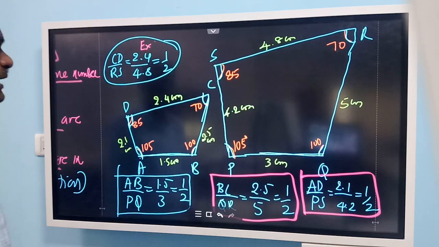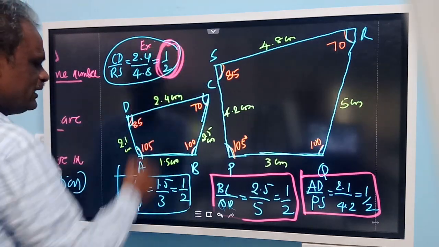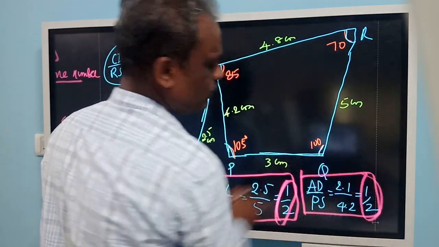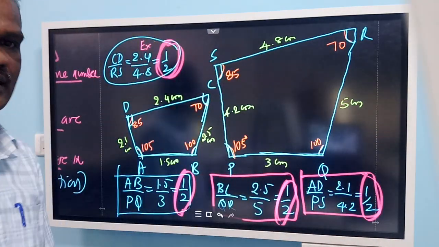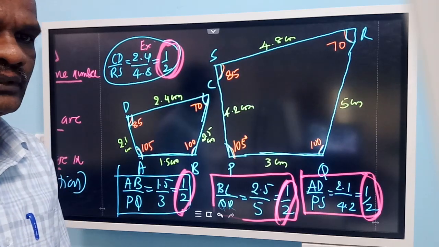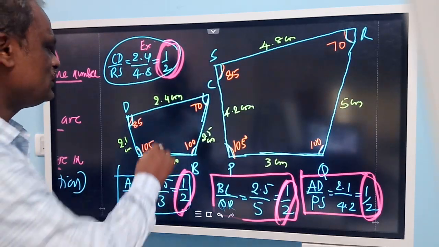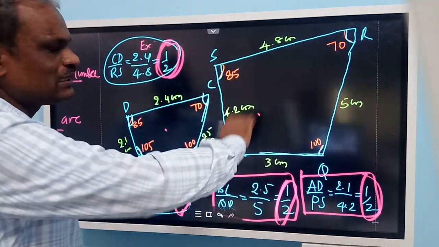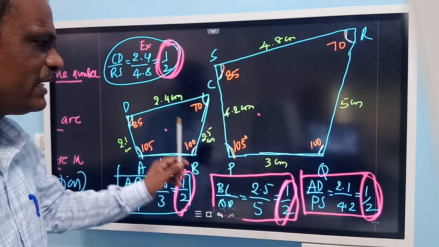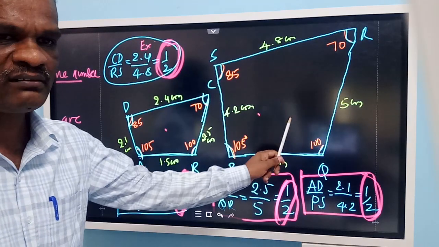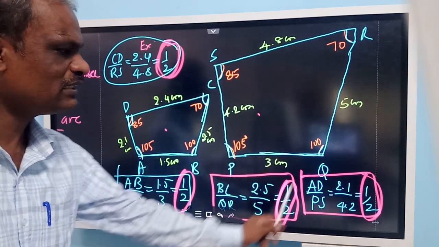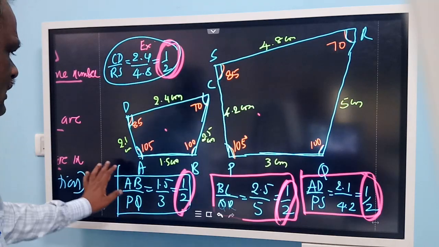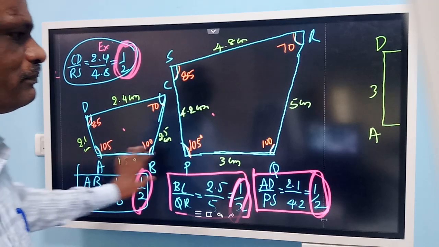Look at this. Once I divide, here you are getting 1 by 2, here also 1 by 2, here also 1 by 2, 1 by 2. So all the sides are in the same ratio. Therefore, these two geometrical figures are similar. ABCD is similar to PQRS because the corresponding angles are equal and the corresponding sides are in the same ratio, here 1 by 2.